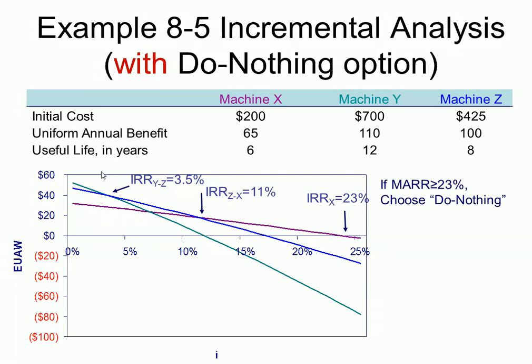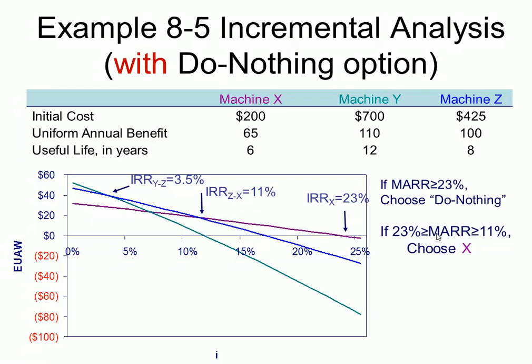Exactly like I said, if the minimum attractive rate of return is larger than 23%, there is no advantage in investing money into X, because we're getting less than our minimum attractive rate of return. So we're going to go ahead and do nothing. If it's below 23%, we could invest in X.